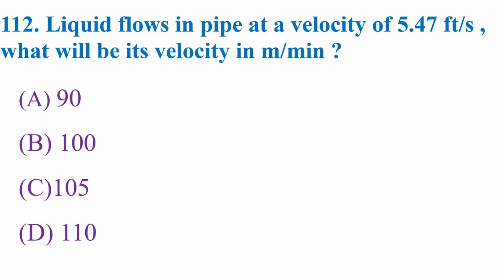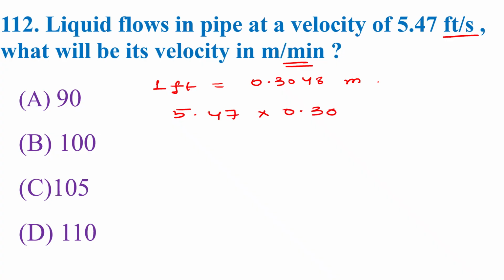Next question, liquid flows in a pipe at a velocity of 5.47 feet per second. What will be its velocity in meter per minute? So we have to convert it to meter per minute. So 1 foot is 0.3048 meter. Just convert it. 5.47 multiplied by 0.3048, it is 1.667 meter per second.